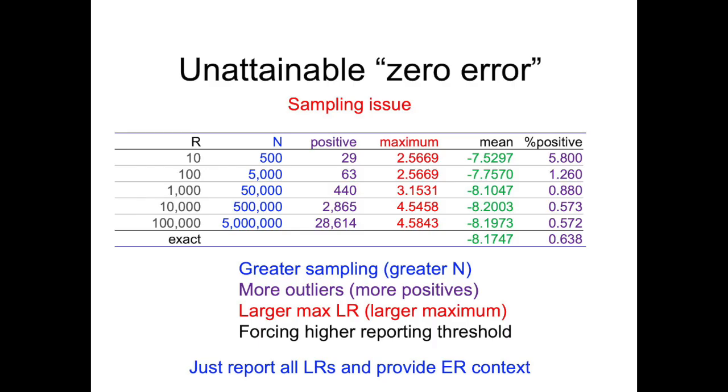And so in red, in the text on the bottom, a larger maximum LR is going to give you a larger maximum value. It's going to keep forcing higher and higher reporting thresholds. Just because you didn't see it when N was smaller, like 500 or 5,000 or even 50,000 in a validation study, doesn't mean that it isn't there. It just means that was how much you sampled. And so the easier solution is to recognize you will always have outliers. What's the frequency of them? And that's what error rate does. So this lets you report all the LRs and provide an error rate context. Next.